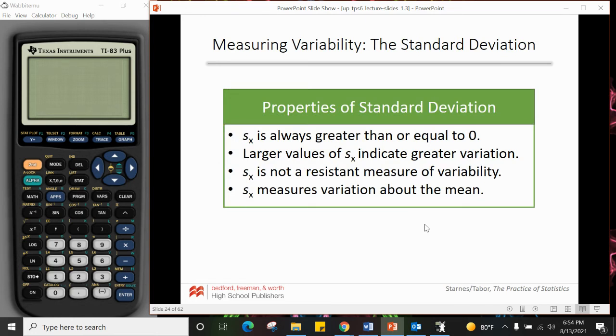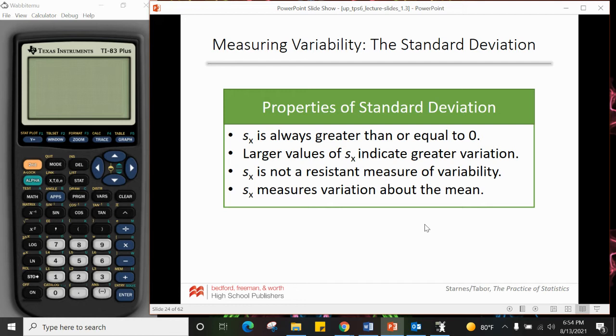Some properties of standard deviation: S sub x is always greater than or equal to 0. If it has a standard deviation of 0, that means the typical distance from the mean is 0, which means that every point falls on the mean. It would mean that we had a uniform distribution. Not just that, it means that every value is the mean.